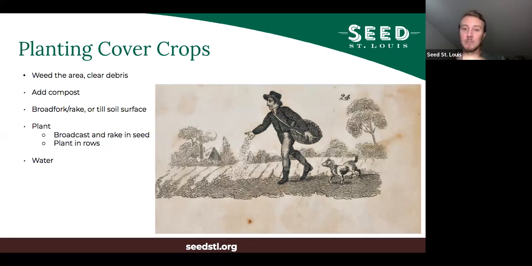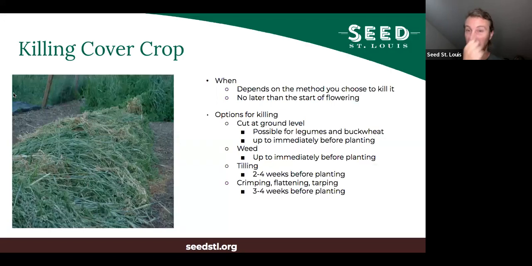I usually broadcast, so you're literally just sprinkling seeds around on the soil surface, or you can plant it in rows like you would with vegetables, and then you just water it. For a cover crop, I usually like to throw a little bit of light mulch on top, just to try and keep birds away, especially if I broadcasted the seeds and they're sitting on the soil surface. And then you let them grow, and then you've got to kill them.